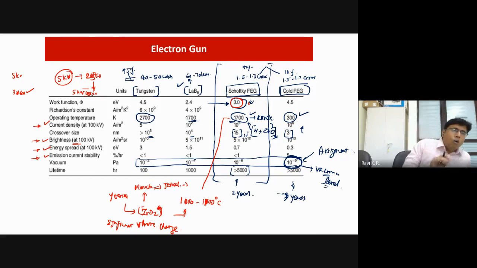So that you get a feel for how important it is to change the parameters to get the best possible image. It is applicable not only for SEM, it is applicable for TEM also, but unfortunately we don't have a TEM here. So I cannot explain much, but at least whatever is possible, I will try to explain.